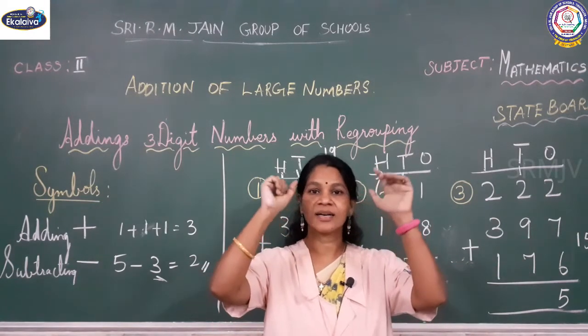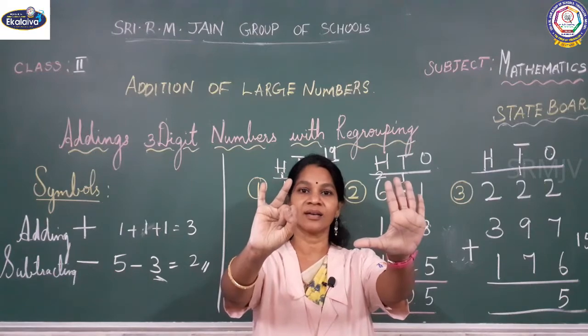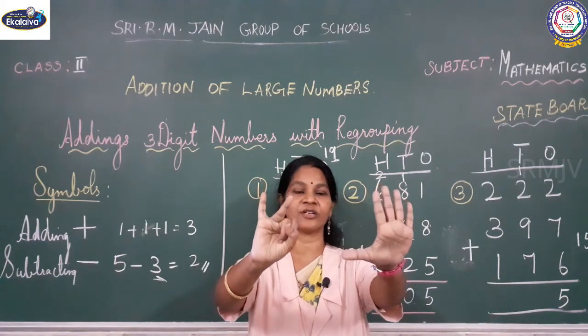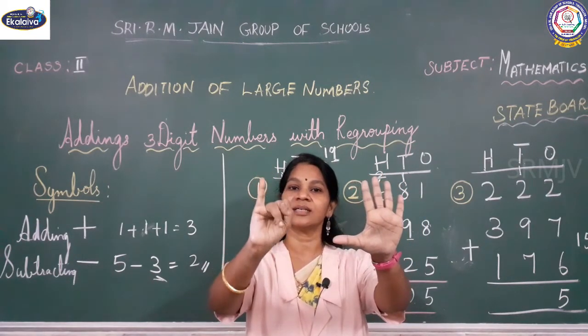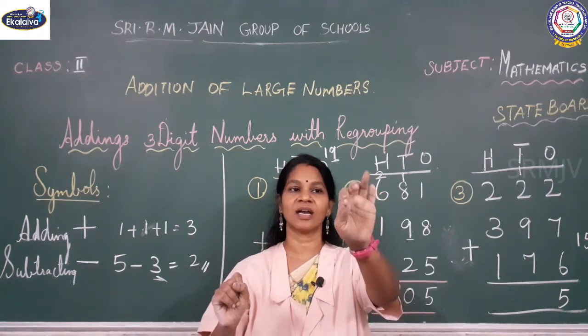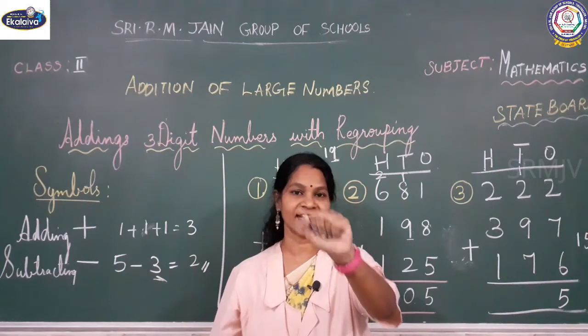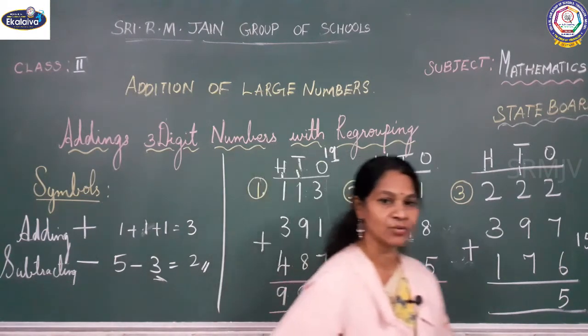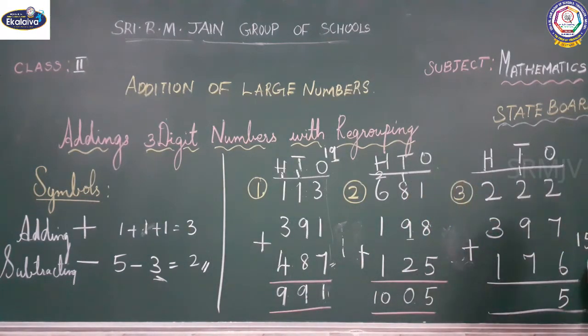12 in the mind and how many? 7. Yes, 7 fingers. 12 after 13, 14, 15, 16, 17, 18, 19. Yes, for 19 what do we have to write? What do you have to write? Yes, 9. 9 here and this 1 will go to this hundreds place.